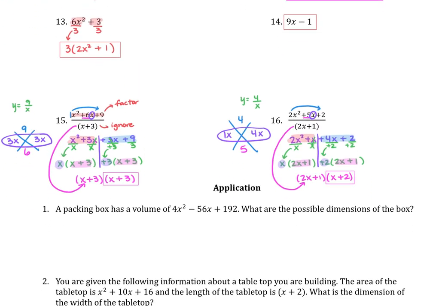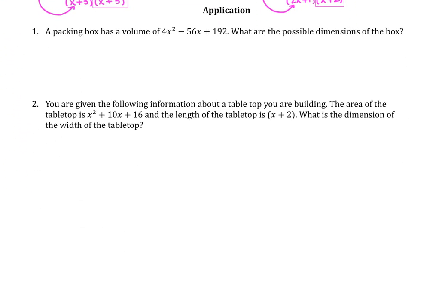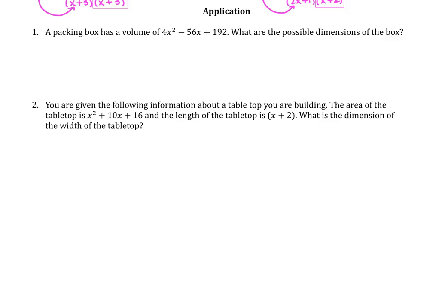All right, we are down to just 2 examples and their application problems. So let's look at number 1. It says a packing box has a volume of 4x squared minus 56x plus 192. It wants to know what are the possible dimensions of the box. All this is wanting me to do is factor that expression.